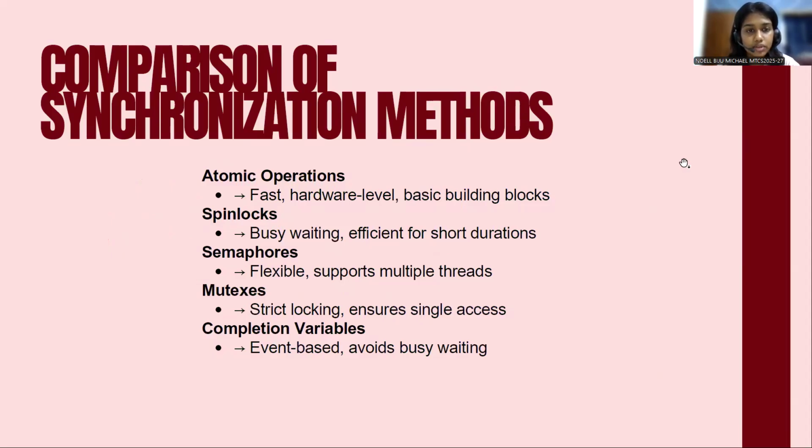Next, we have the comparison of the synchronization methods that we just looked at. Each synchronization method has different use cases. Atomic operations are fast and low level. Spin locks are used for short waits, but they waste CPU resources. Semaphores are flexible and allow multiple threads. Mutexes provide strict mutual exclusion, and completion variables are event-based and avoid busy waiting.